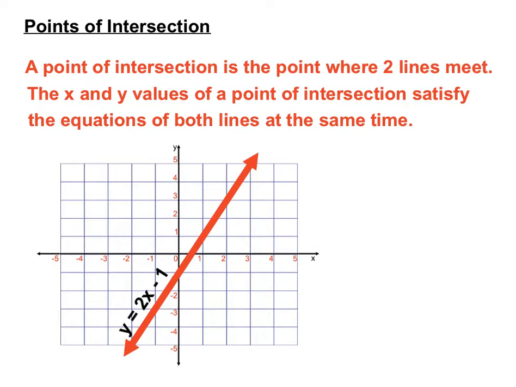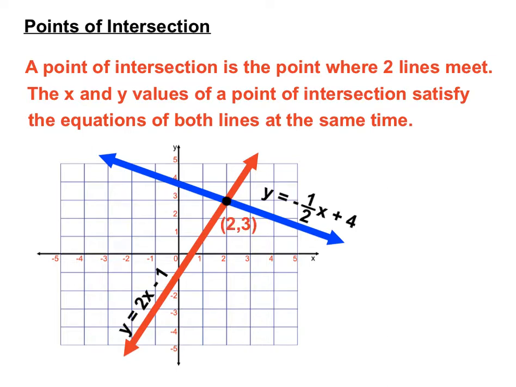So we've got a line there, y equals 2x minus 1, and we have another line there, y equals minus a half x plus 4, and you can see that there's a point of intersection. Can you see what coordinates, what x and y values, that point of intersection might have? Well, I'm here to tell you that it has the point 2, 3. It's got an x value of 2 and a y value of 3, and that's a very special point for these two lines. It's the point where these two lines meet.